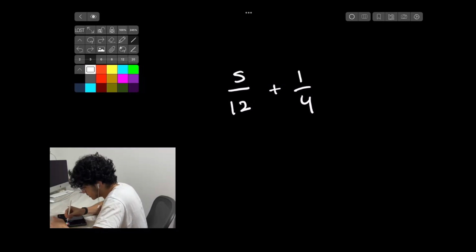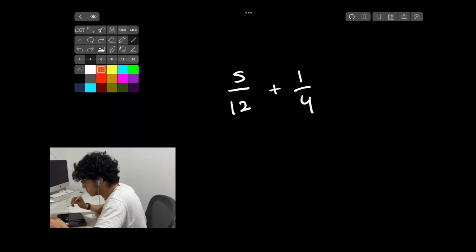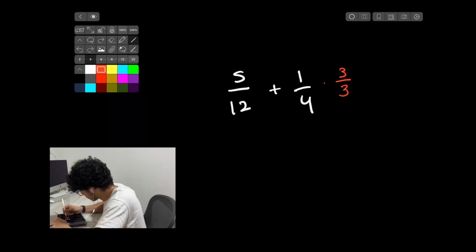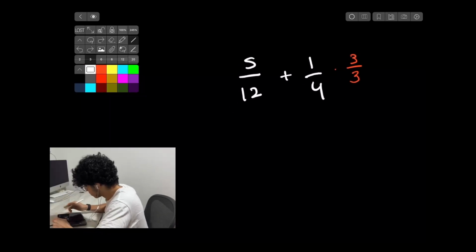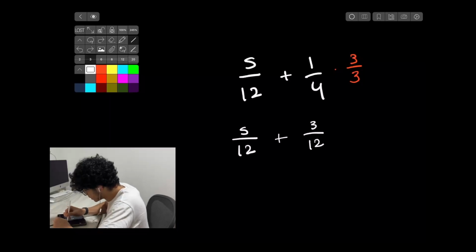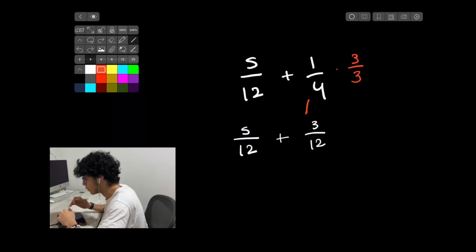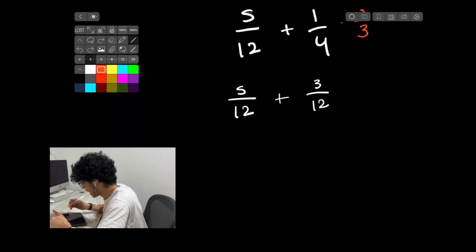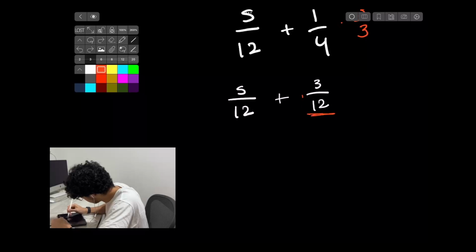Well, for this one in particular, if I want to force these two to be the same, I can just realize that 4 times 3 is 12, right? And so I can multiply this one by 3 over 3. And this is going to become 5 over 12 plus 3 over 12. Notice 3 over 12 is the same as 1 over 4. It's just that this form of the 1 over 4 has the fact that the denominator is the same as the denominator on the left.